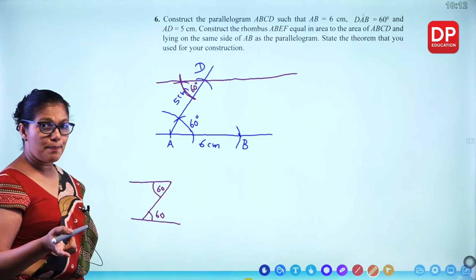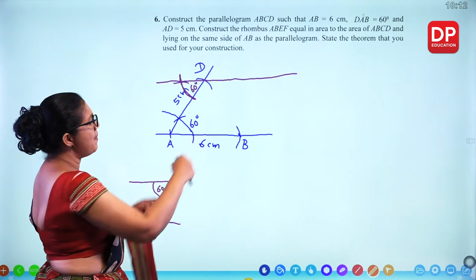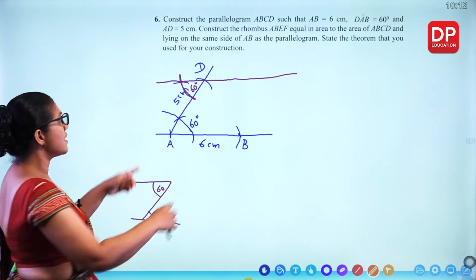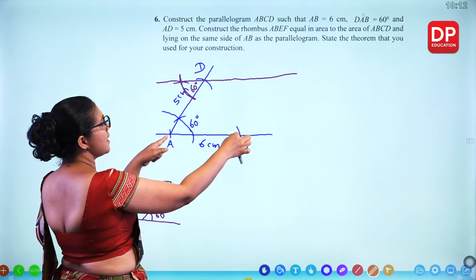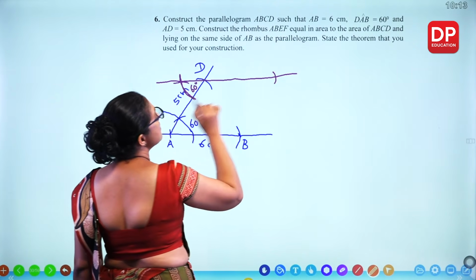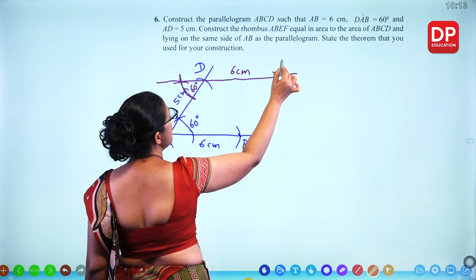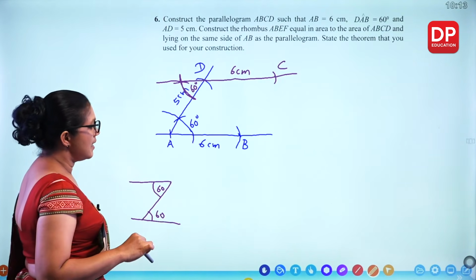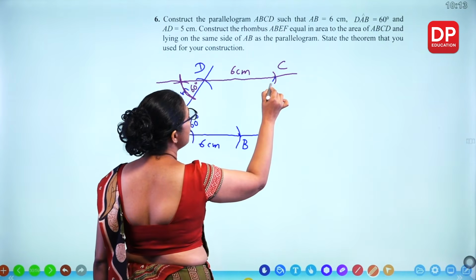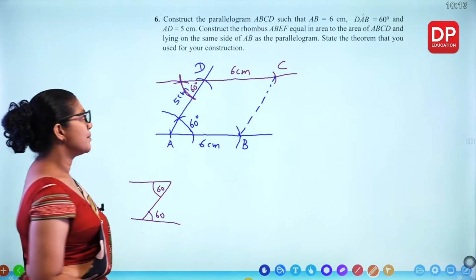Then if it's a parallelogram, opposite sides are equal. So if AB is 6 centimeters, DC is also 6 centimeters. Again, take the compass, keep the distance here and mark 6 centimeters. That point becomes the point C. Then connect all the points and complete the parallelogram.